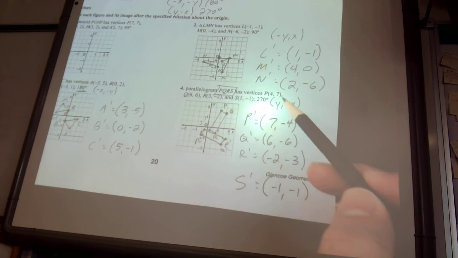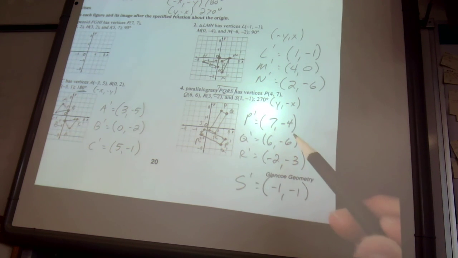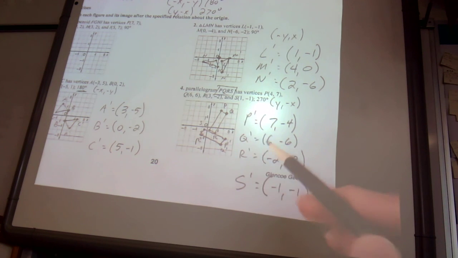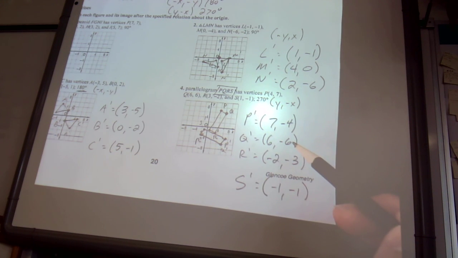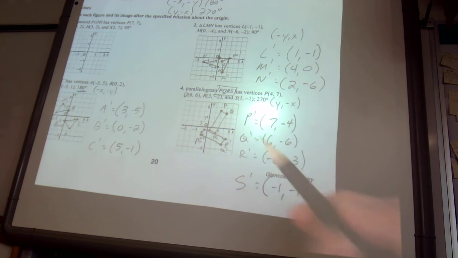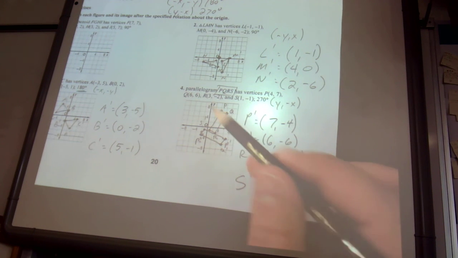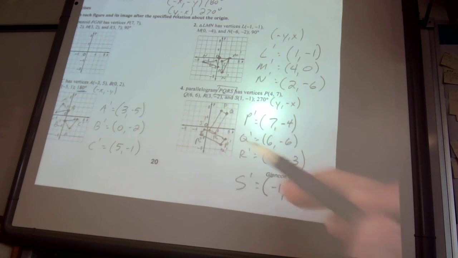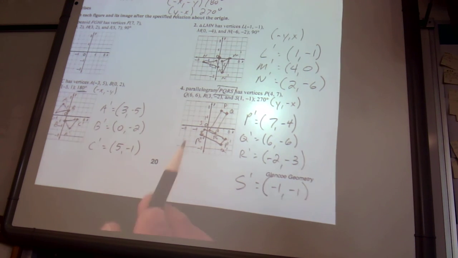P prime, I take Y, put it as is, so that's 7. I take the X and flip the sign, -4. Go to Q to make Q prime, I take the Y and put it, so that's 6. I take the X, which is also 6, and take the opposite of it. It becomes -6. There's Q prime. R prime, I take the Y, which is -2, put it there. I take the X and take the opposite of it. The opposite of 3 is -3. So my R prime is -2, -3.